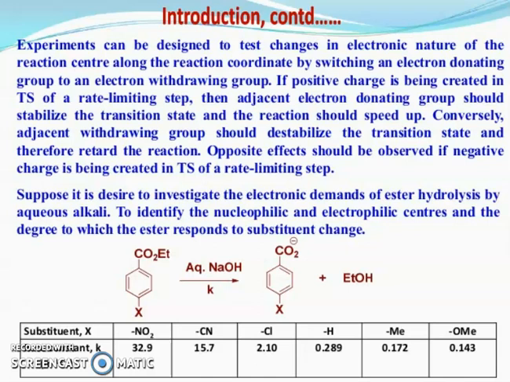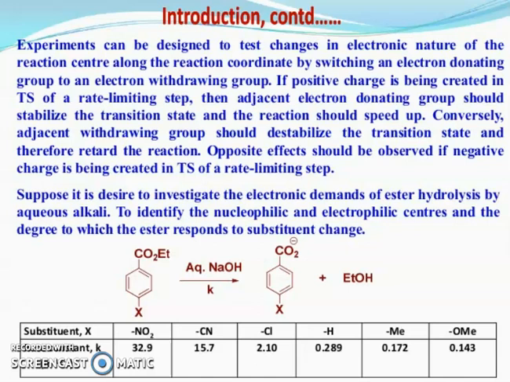If a positive charge is being created in the transition state of the rate limiting step, then adjacent electron donating groups should stabilize the transition state and the reaction should speed up. Conversely, adjacent electron withdrawing groups also destabilize the transition state and therefore retard the reaction. The opposite effect should be observed if a negative charge is being created in the transition state of the rate determining step.